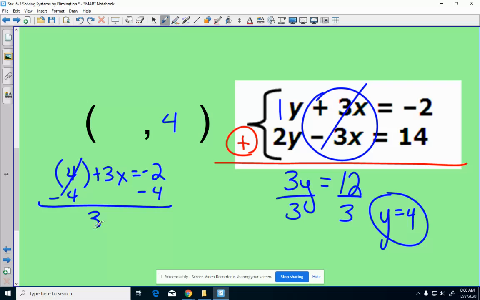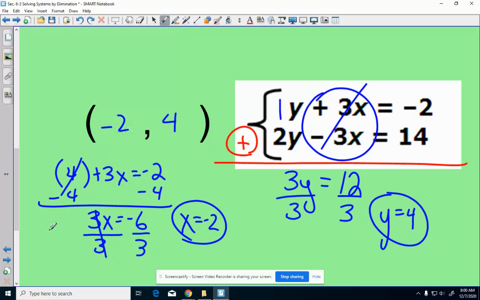I'll minus that off of there. I get 3x equals -6. I'll divide by 3, and I get x equals -2. Boom, there's my ordered pair.